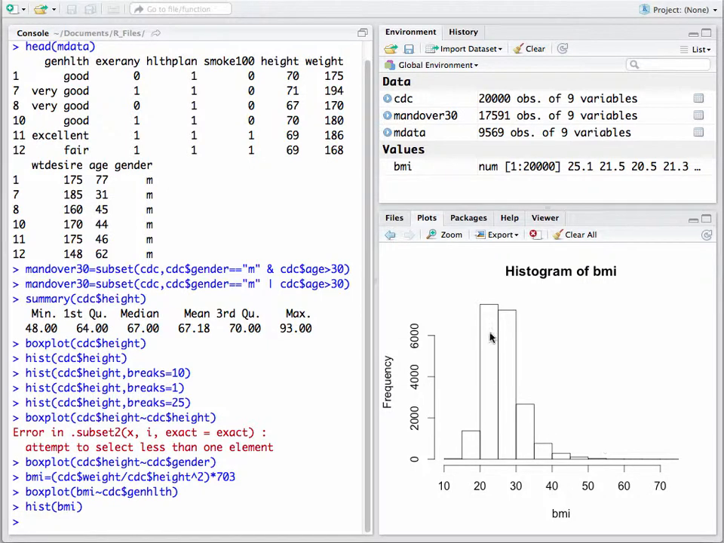In other words, it's got a tail off to the right. There's a lump of body mass index basically between about 15 and 35, and then it starts tailing off over here. So the shape of this distribution looks like it's approximately skewed to the right. Let's take a look at the histogram of the ages of everybody who's present here. Okay, let's do that one. So I'm going to go hist CDC age.